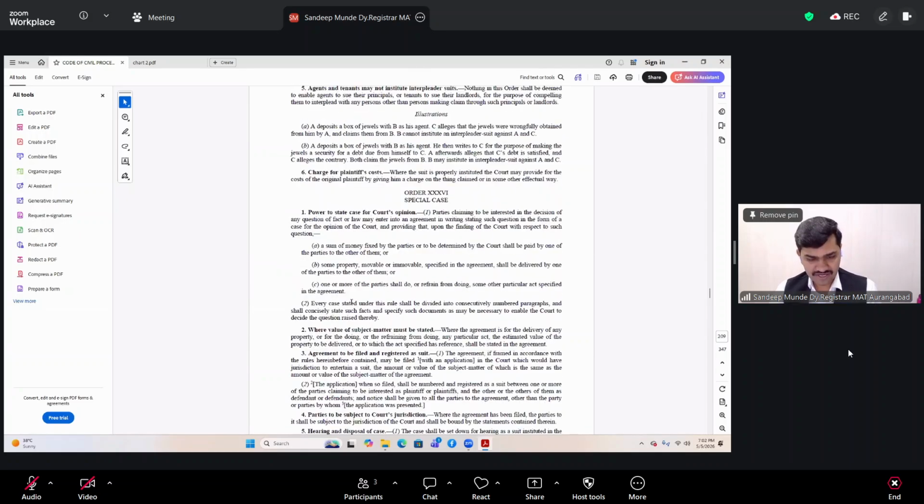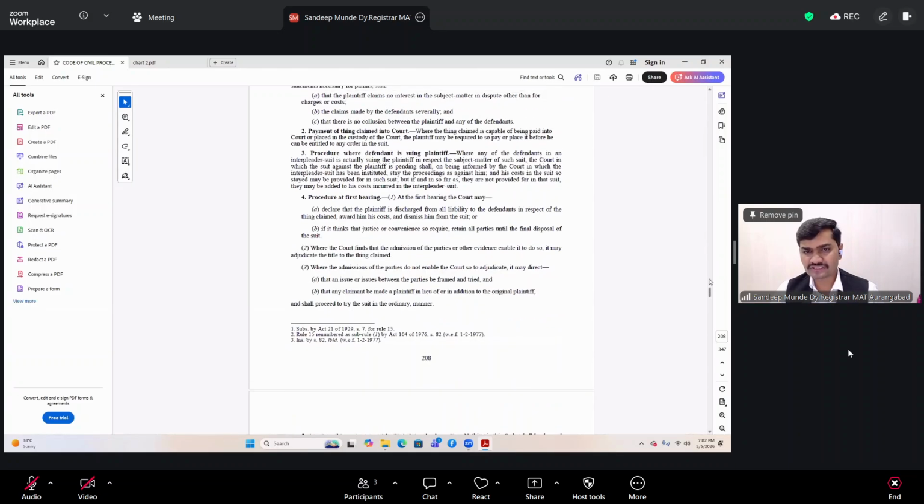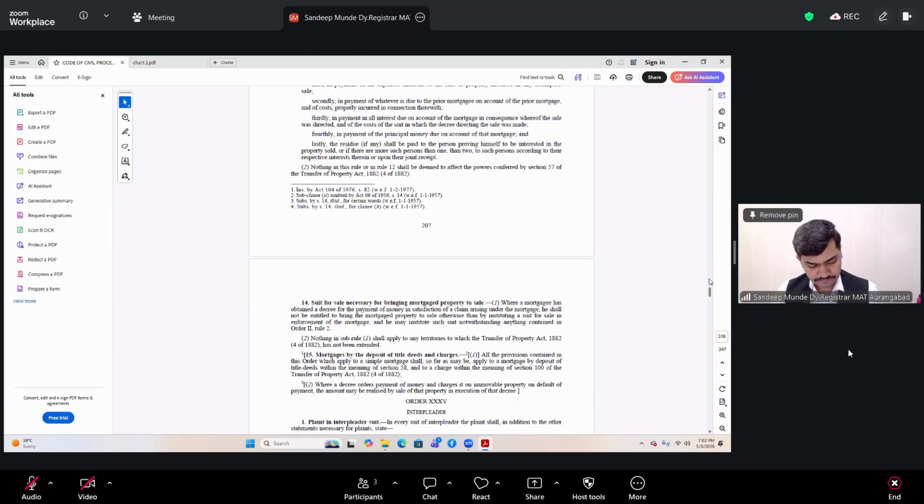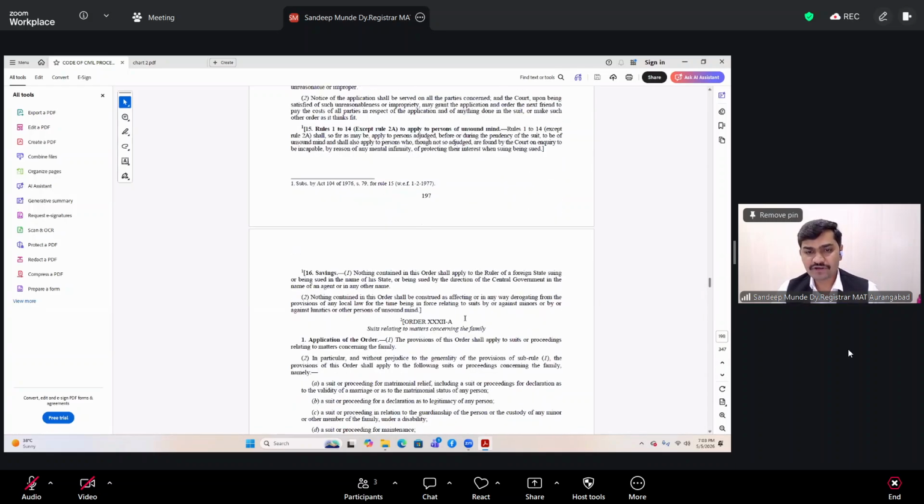Rule 65 states, save as otherwise prescribed, every sale in execution of the decree shall be conducted by an officer of the court. Who is competent to conduct the sale? The officer of the court is competent to conduct the sale, or any person the court may appoint in this behalf, and it shall be made by public auction in the manner prescribed. How to conduct it? By way of public auction.